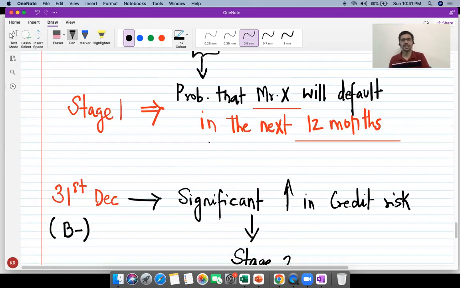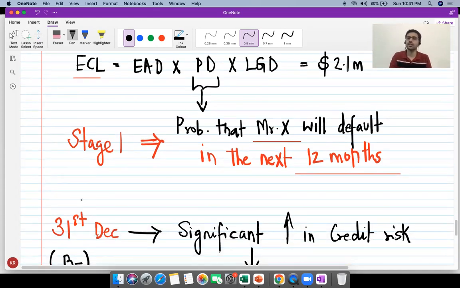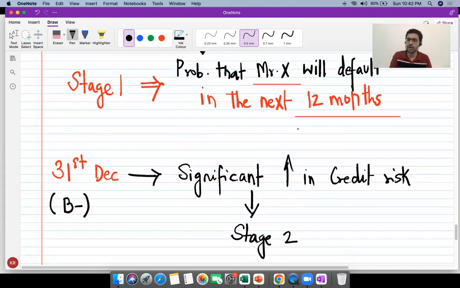Hypothetically, if I take as an example, we saw that in my original example, I gave you the input in such a way that this was coming to 2.1 million. I gave you a probability of default of 7% and a loss given default of 30%. Let us say this was the ECL on day 1. Let us say this was the ECL until 31st of December. Until the 30th of December, the ECL, let us say in the books of accounts, was 2.1 million.